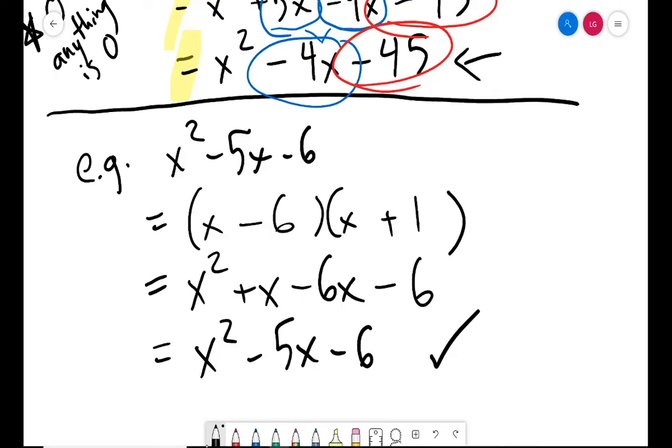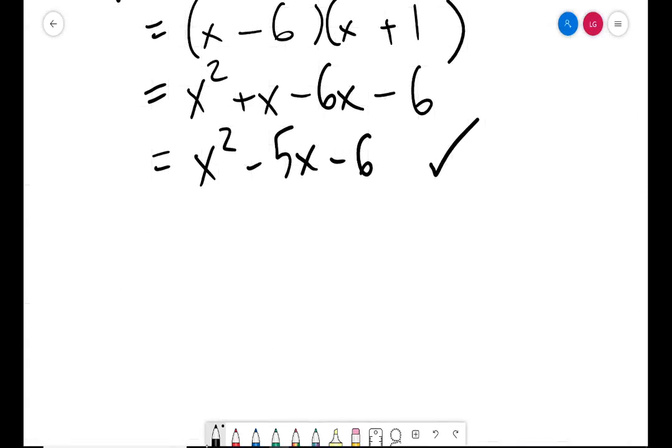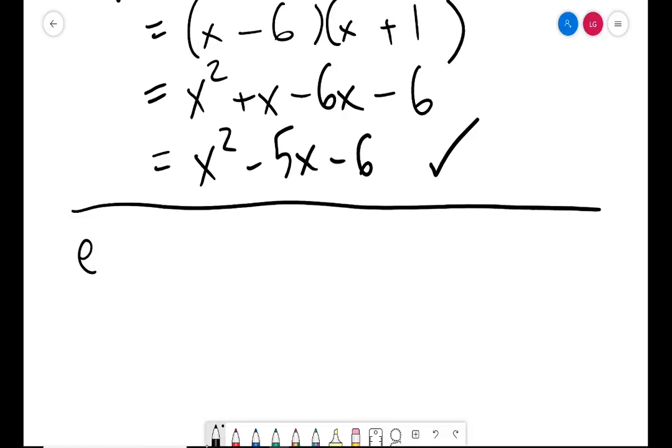What I want to say here is that today we're going to look at only examples where we have just one x squared. Next week, on Tuesday, we'll look at examples where we have maybe a different coefficient to the x squared term.